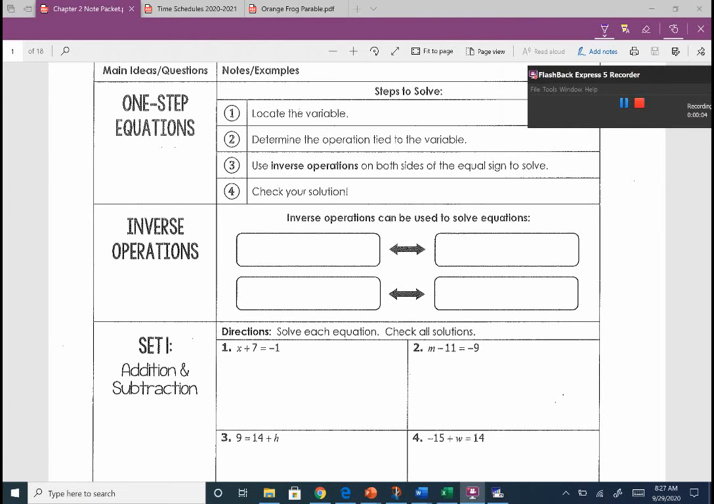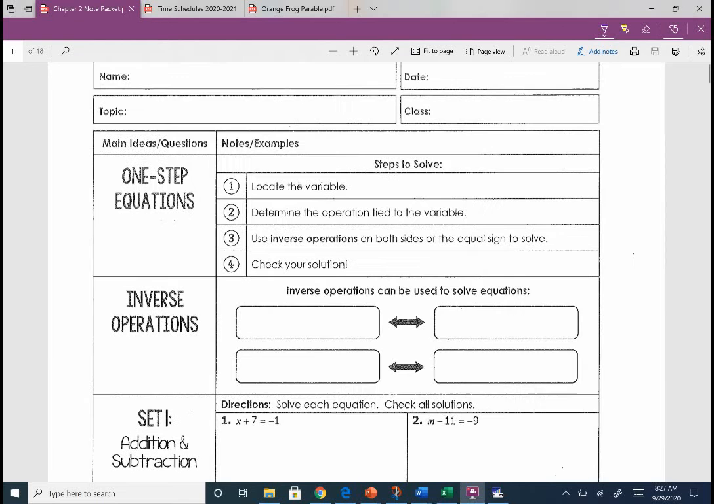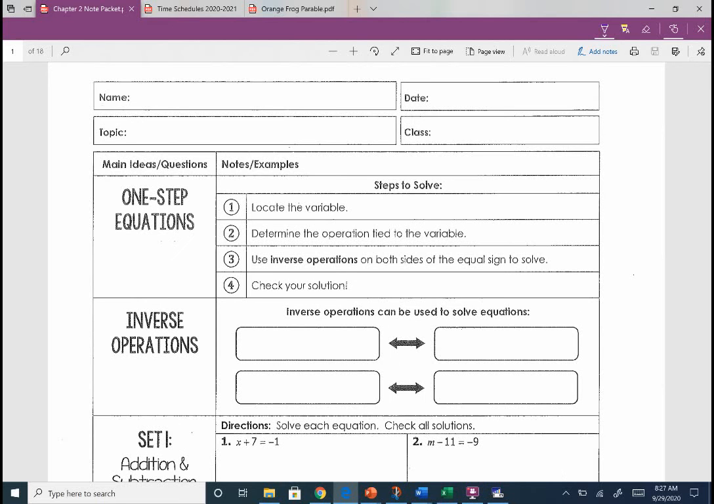So let's talk about, so at the top of your sheet, guys, just put your name, and that's okay. We don't need the rest of the stuff. The topic we'll see each time, our main idea.